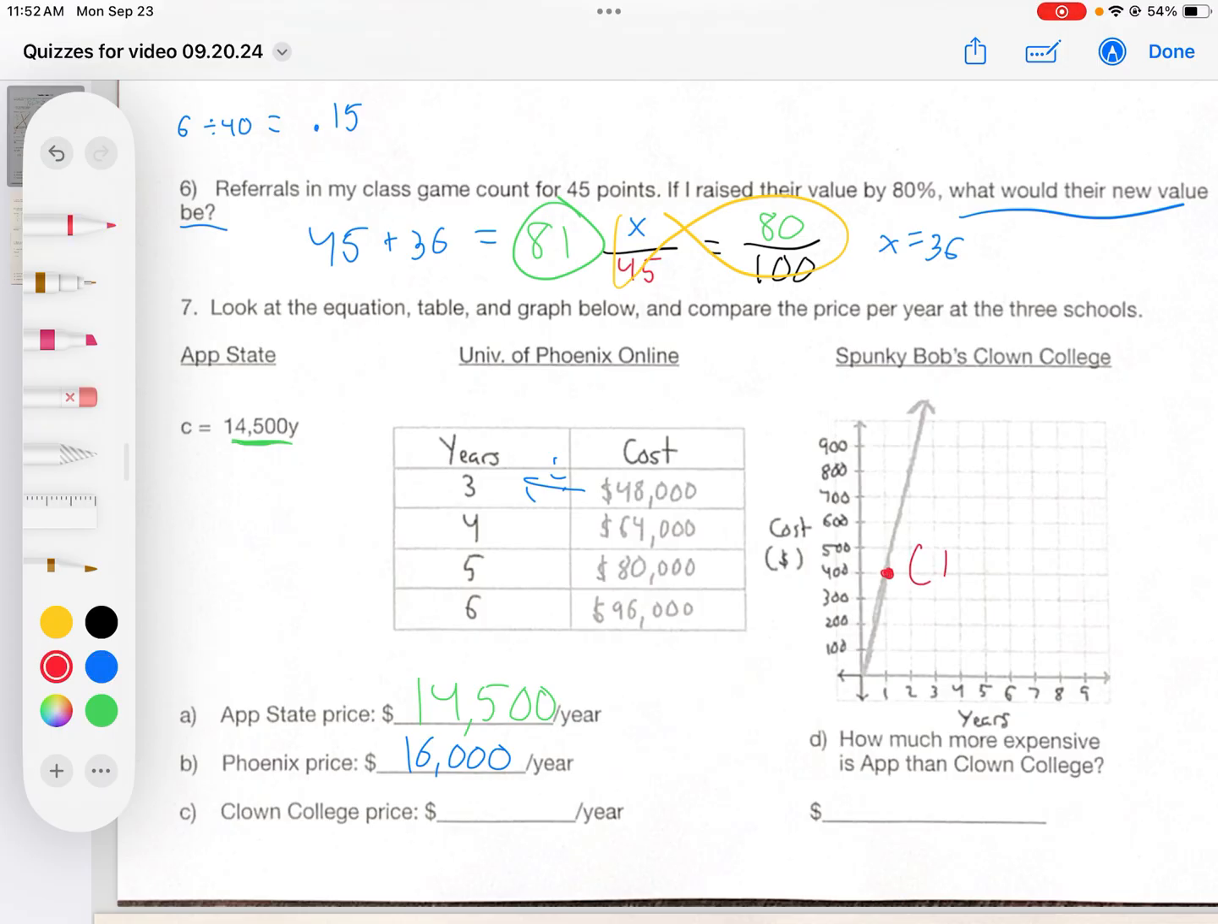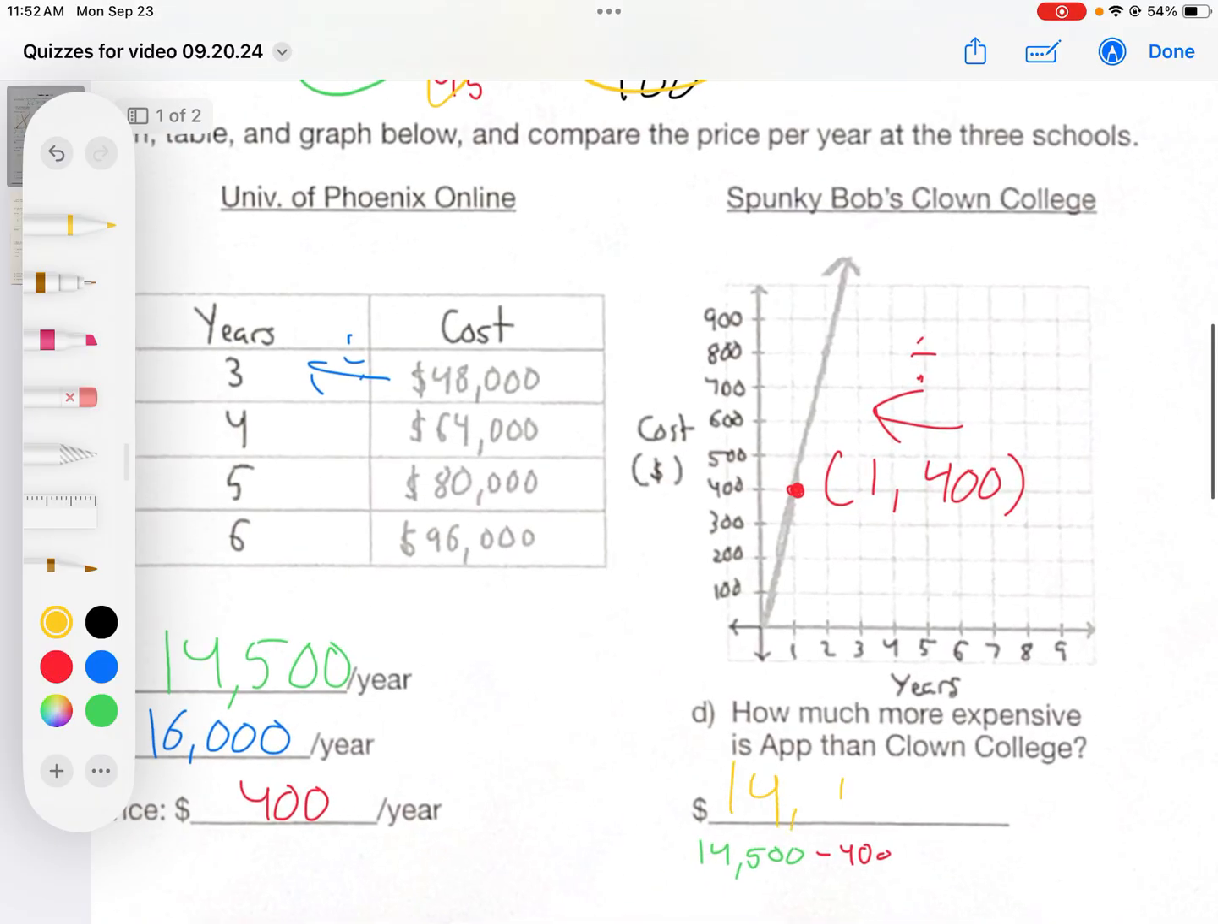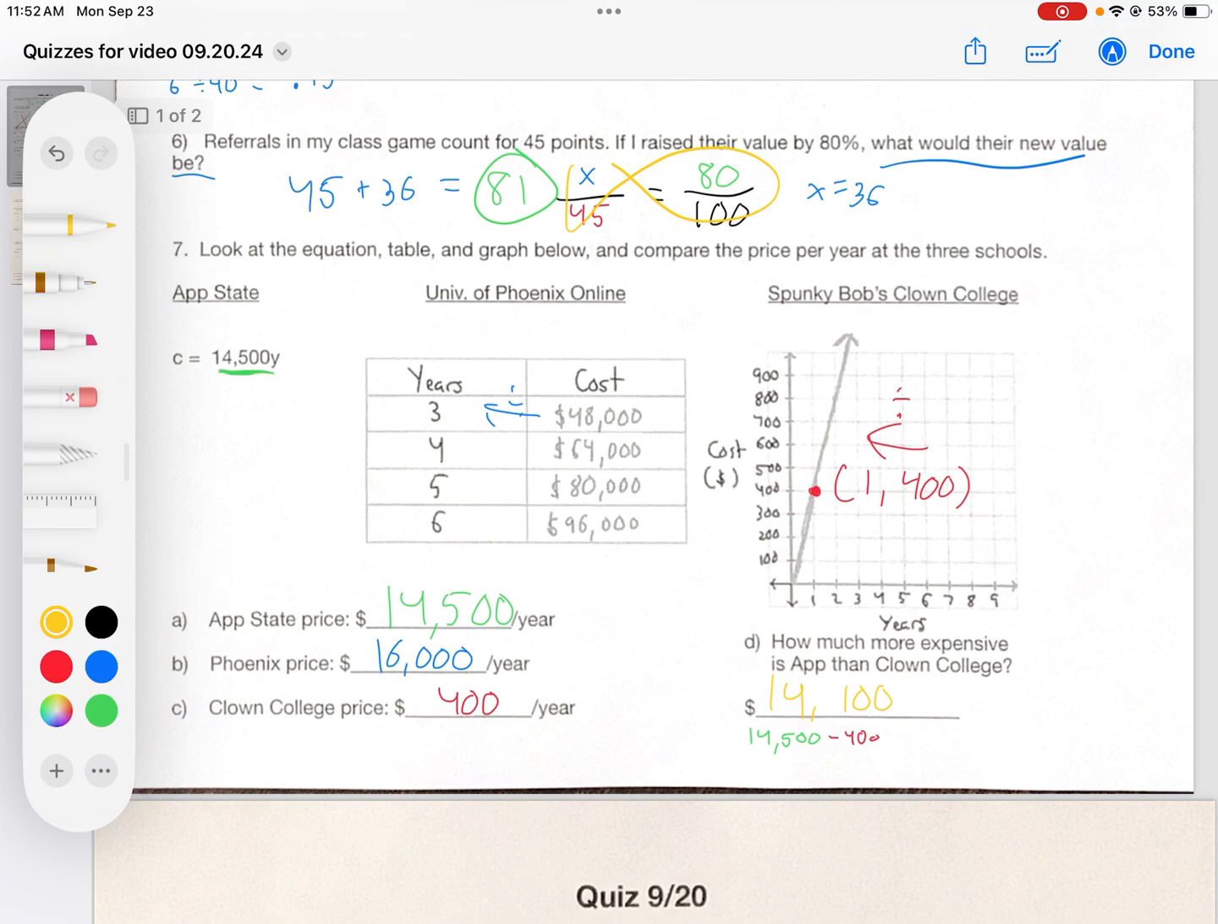This was a good point to use. X was 1, Y was 400. Doing right divided by left, or Y divided by X, we end up with $400 a year. And then question D, how much more expensive is App than Clown College? A bit of subtraction will help you with this. 14,500 minus 400, $14,100.